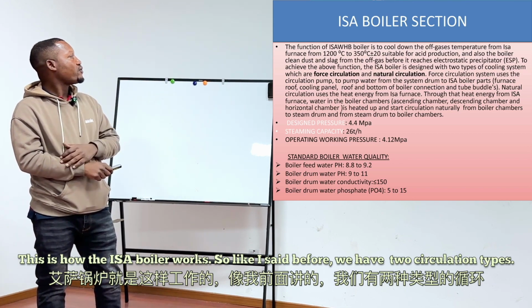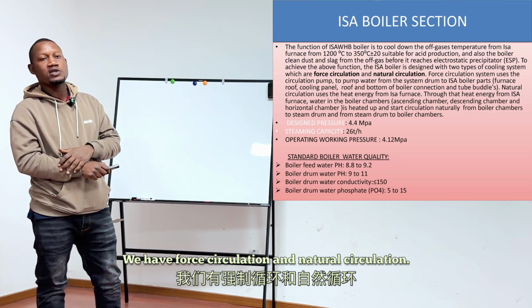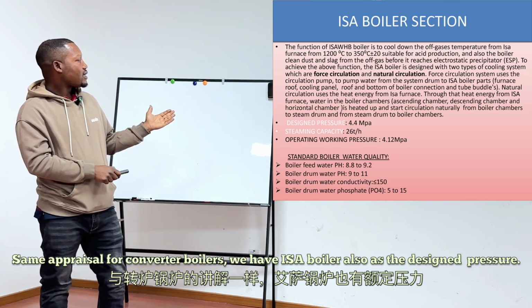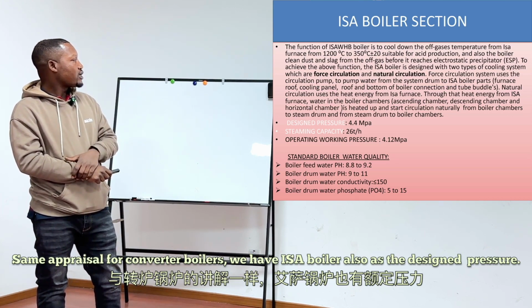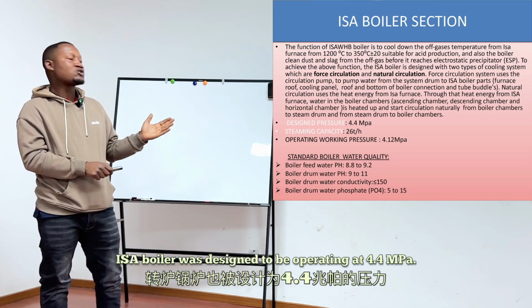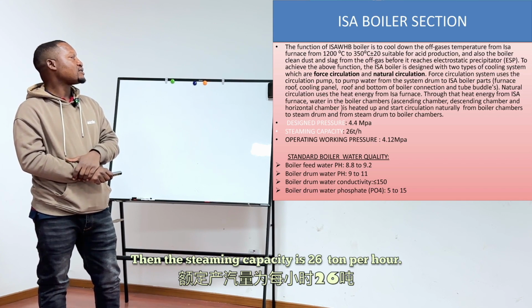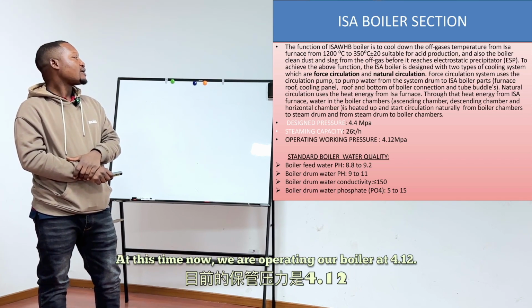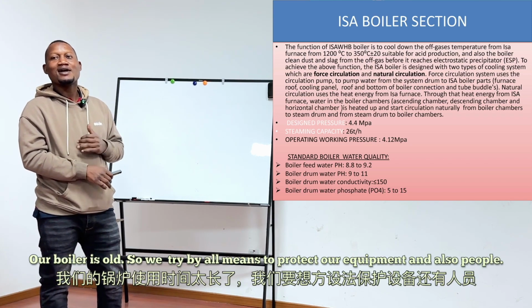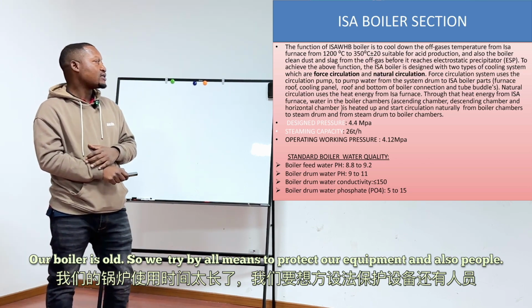So like I said before, we have two circulation types. We have forced circulation and natural circulation. For forced circulation, we use the circulation pumps, same as for the converter boilers. The ISA boiler also has a designed pressure. The ISA boiler was designed to operate at 4.4 MPa, and the steaming capacity is 26 tons per hour. At this time, we are operating our boiler at 4.12. Our boiler is old, so we try by all means to protect our equipment and also people.